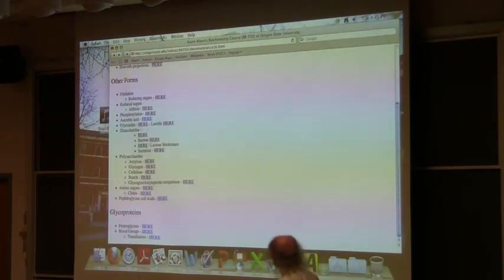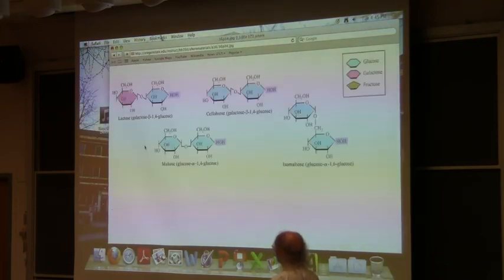Okay, I feel like I missed something up here, but I don't see it. What's that? Oh, lactose intolerance. I pointed to it and I didn't tell you about it.